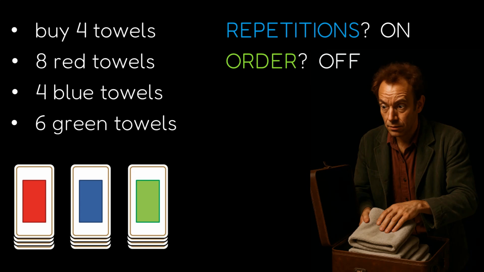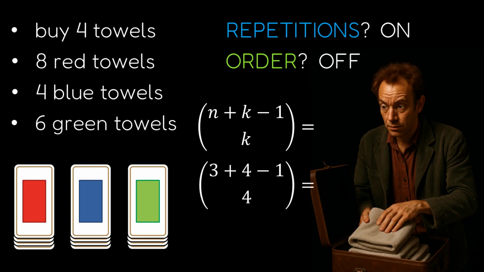So we have a deck of n equal to 3 cards, and we are choosing k equal to 4 of them, with repetition allowed and order not counting. This is the fourth quadrant, combinations with repetition. The formula is n plus k minus 1 choose k, that gives us a total of 15 different ways to fill the suitcase.